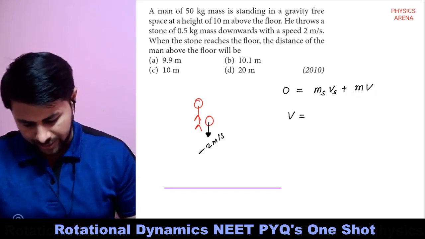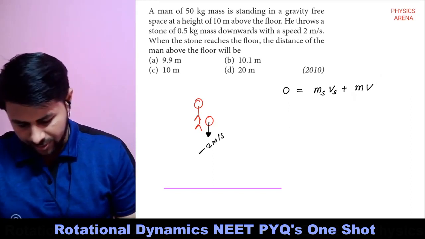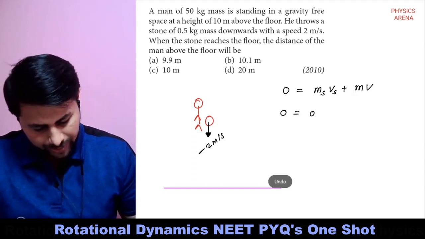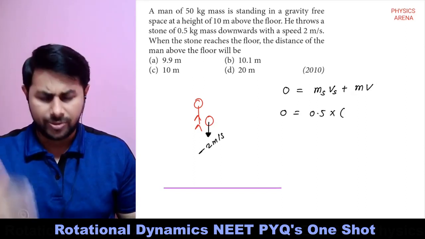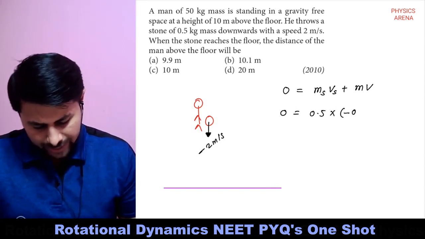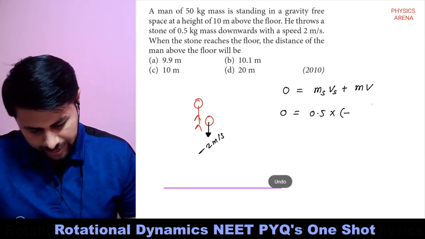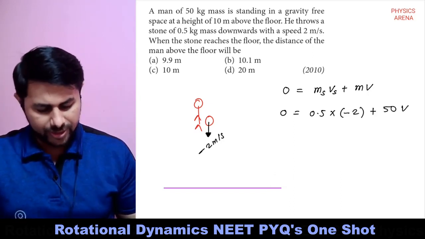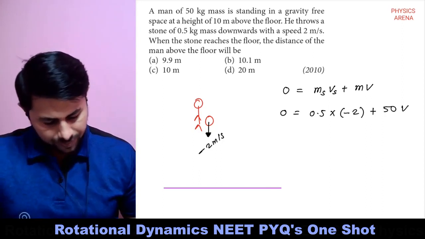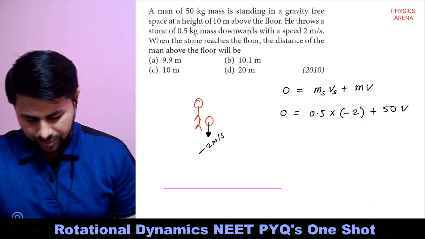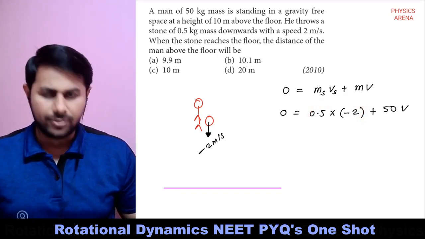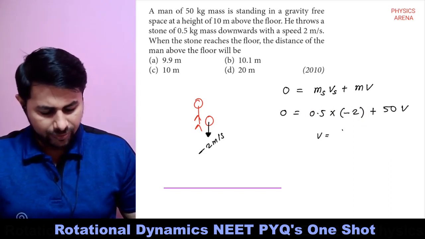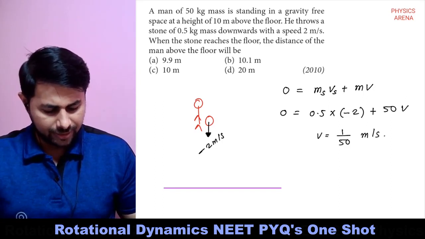Okay, minus 2 meters per second, and then let's substitute the values. So this is 0, mass of stone is 0.5, velocity of stone, because it's moving downwards, I'm calling it minus 2 meters per second, right? Plus mass of man is 50, velocity of man is what we have to find out. So move this to the left hand side, so it will be 0.5 into 2, that is 1. Okay, so velocity of man is equal to what? 1 by 50 meters per second.